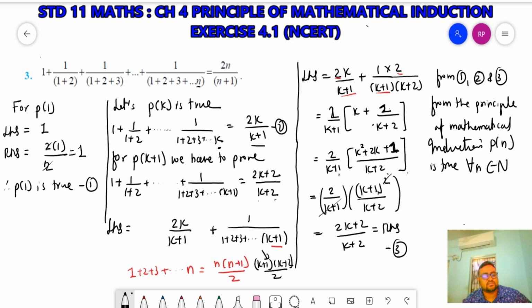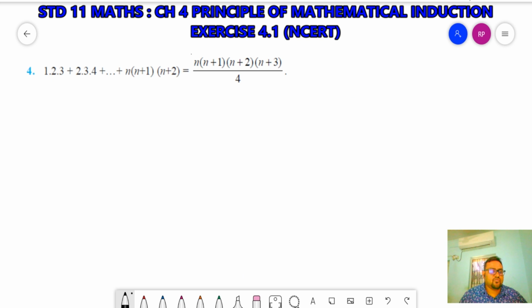Now let's move to the next, that is question number 4. Question number 4: 1 into 2 into 3 plus 2 into 3 into 4 up to n into (n plus 1) into (n plus 2). You have to prove this is equal to n into (n plus 1), (n plus 2), (n plus 3) by 4.